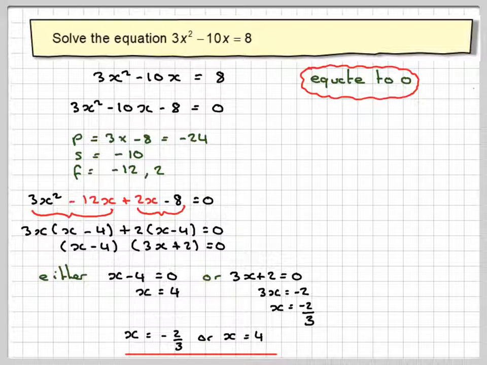So this has been a video to show you how to solve a quadratic equation. I hope you've understood, and I thank you very much for watching.